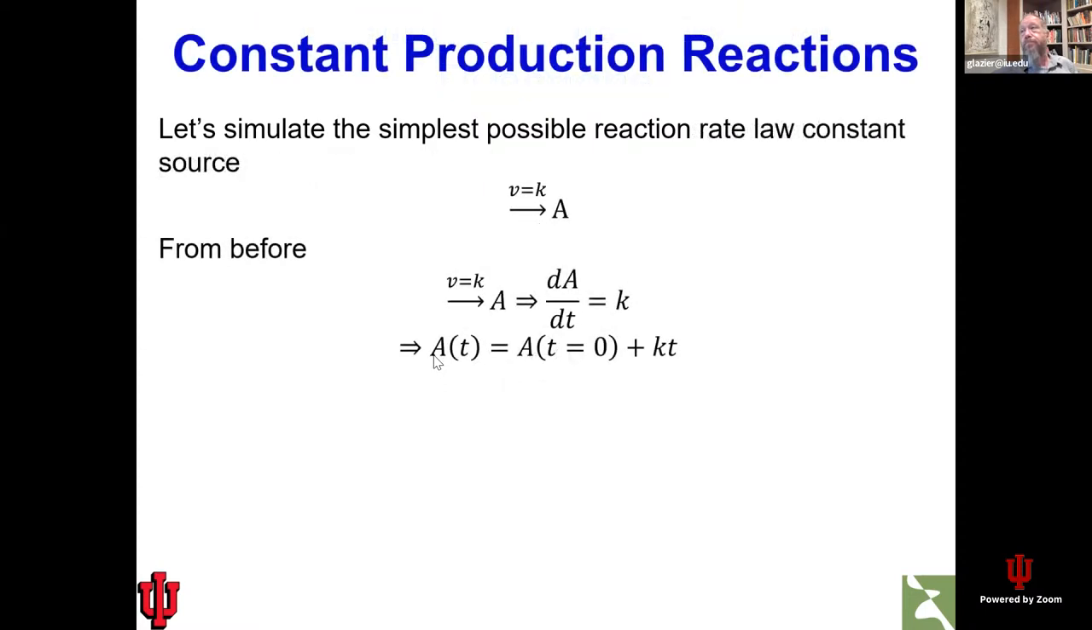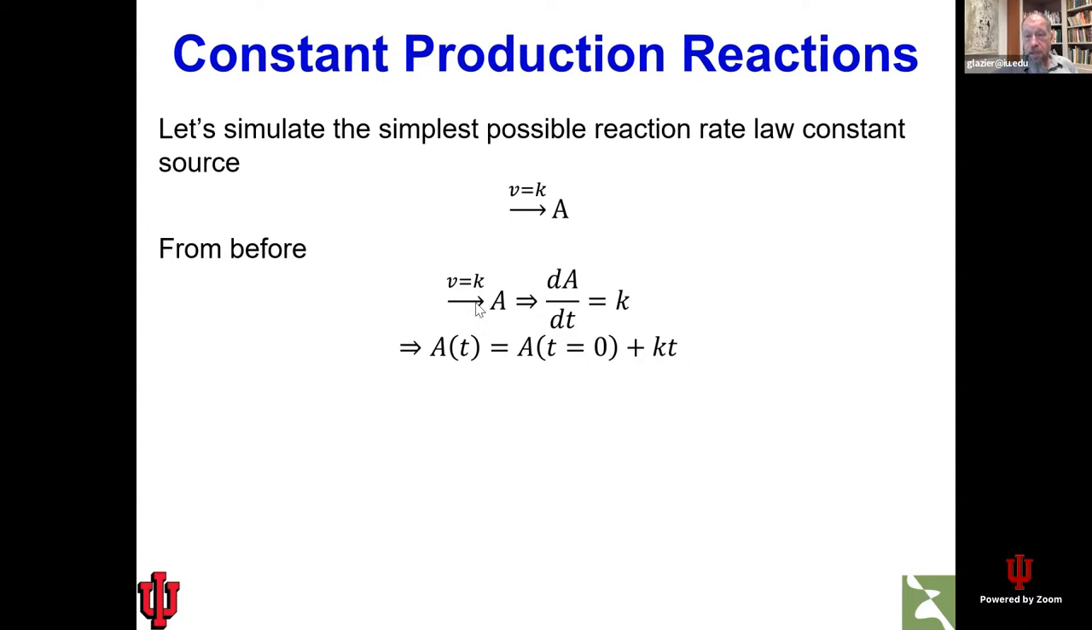All right. So now let's just write a little bit of ODE. We have nothing goes to A at a constant rate. That immediately can be transferred to an ordinary differential equation.